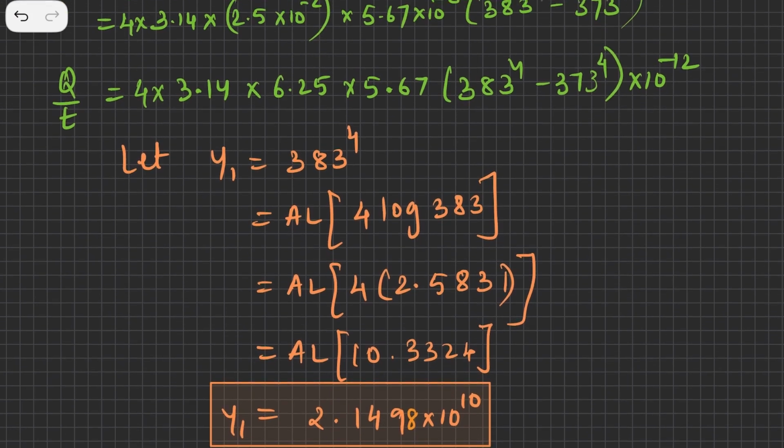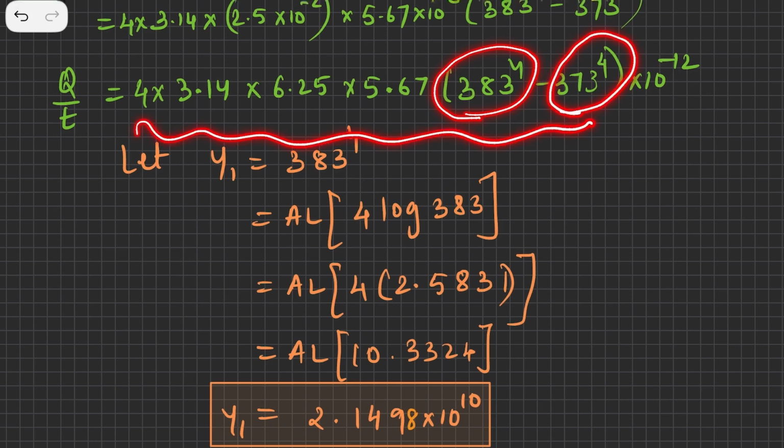Now you won't be able to apply logarithm to the entire thing at this moment because there is a minus sign over here. So what we are going to do is solve this part first, this part next, and then the whole part. So let's see.